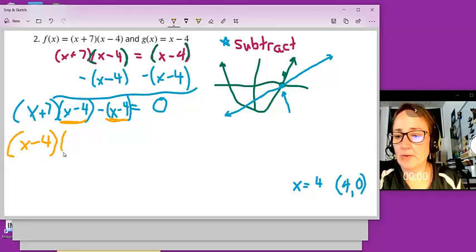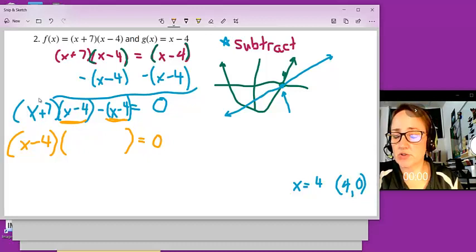and then I can think about what it has to multiply by to get back to where I started. So up here, in this first term, it has to multiply by x plus 7. I already have the x minus 4 here that's matching and is being factored out. That x minus 4 is multiplying x plus 7.